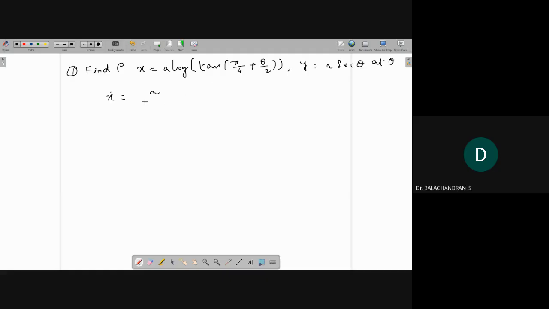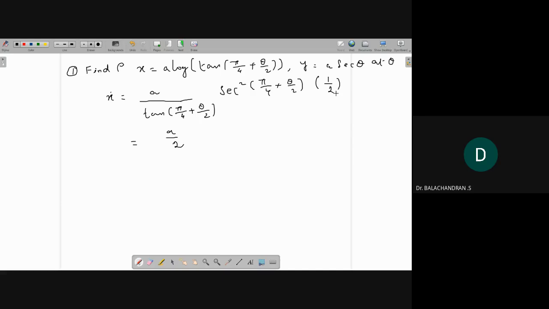If you differentiate log x, you'll get 1 by x. That is a tan pi by 4 plus theta by 2. If you differentiate tan theta, you'll get secant square theta. Secant square of pi by 4 plus theta by 2. And if you differentiate pi by 4 plus theta by 2, you'll get 1 by 2. So this is equal to a by 2.